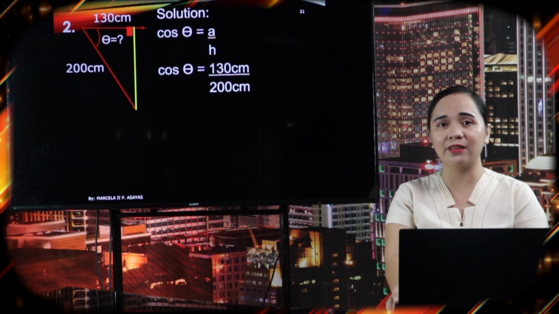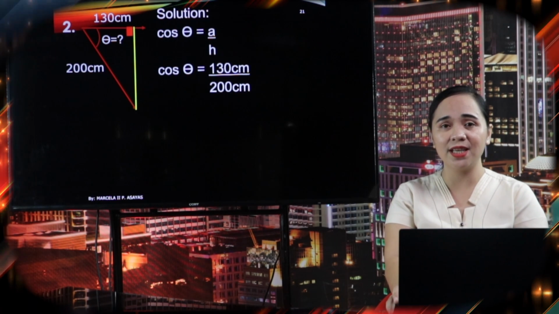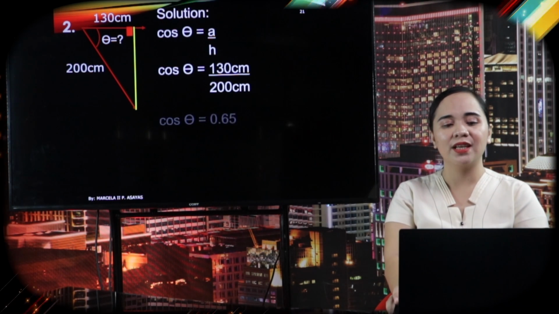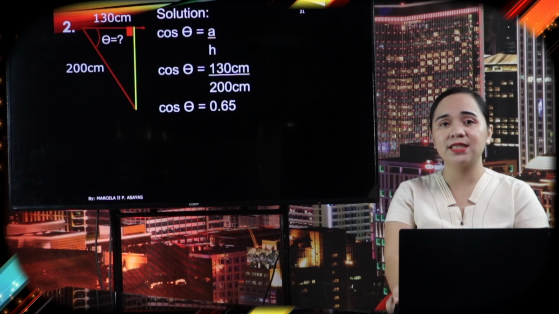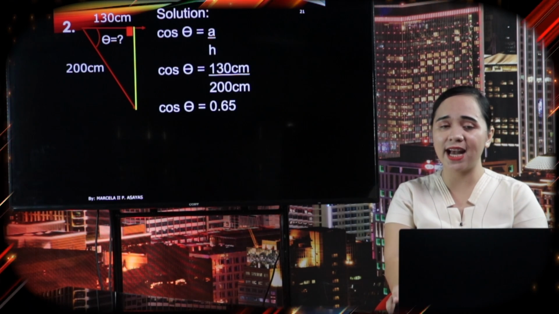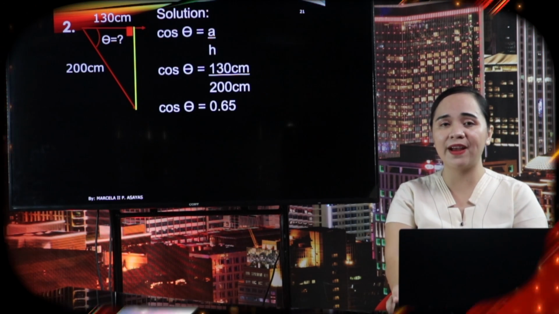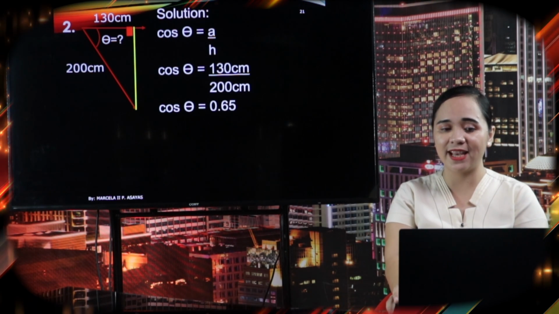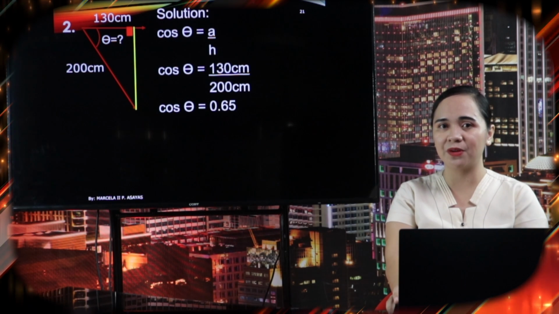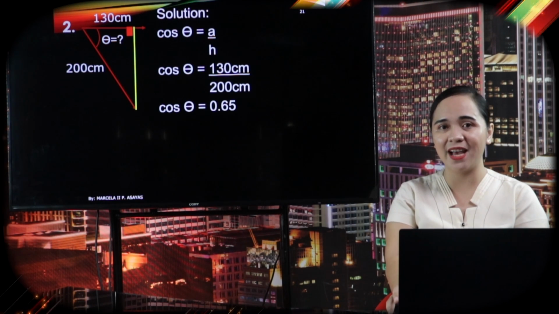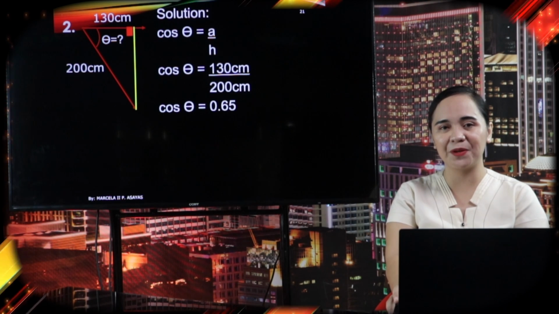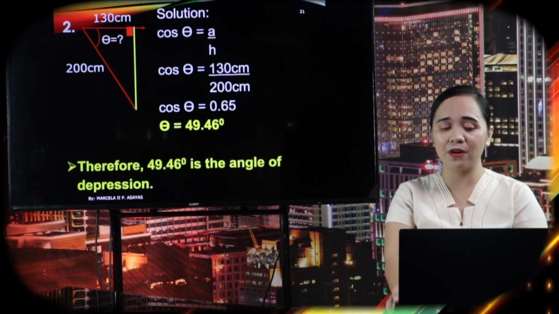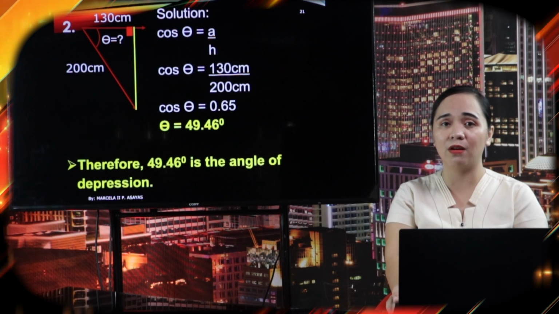Now, get your calculator and press these numbers: 130 divided by 200. What's the answer? Very good. Cosine theta is 0.65. Now, to get the angle, kindly look for the shift or second function in your calculator. Press it. Next, press the cosine and type the number 0.65. Now, what is the answer? Very good. Theta is 49.46 degrees. Therefore, 49.46 degrees is the angle of depression.